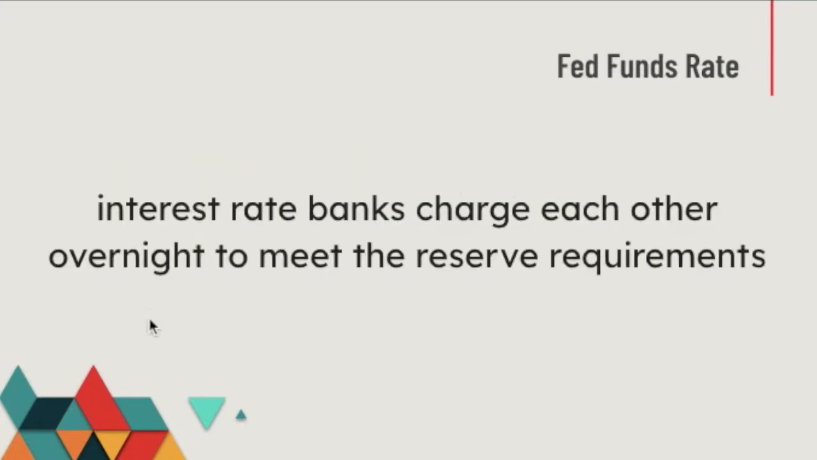When it comes to borrowing, there is also the Fed funds rate. This is the interest rate banks charge each other overnight to meet the reserve requirements. It is lower than the discount rate to encourage borrowing from other banks and not the Fed. The reason we don't count this as a tool is because the Fed can't set a specific rate. The FOMC sets a target rate, but the actual rate that is used overnight can be higher or lower than that target rate that the Fed sets.